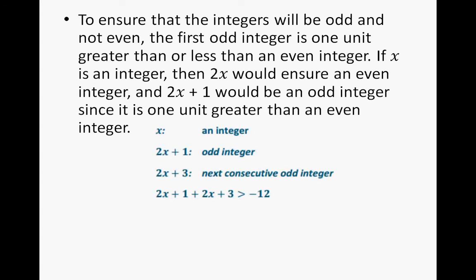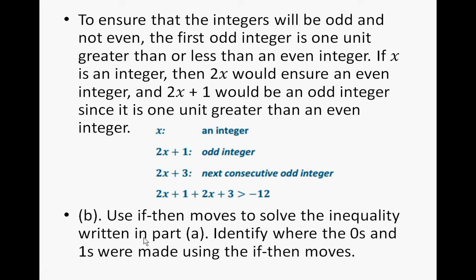So if we picked x as our integer, then to ensure that it is going to be odd, it needs to be 2 times x plus 1, which means the next odd integer would be 2x plus 3. So if we want an odd integer and the next odd integer to be greater than negative 12, we would take these two expressions, the 2x plus 1 and the 2x plus 3, and make that greater than negative 12.